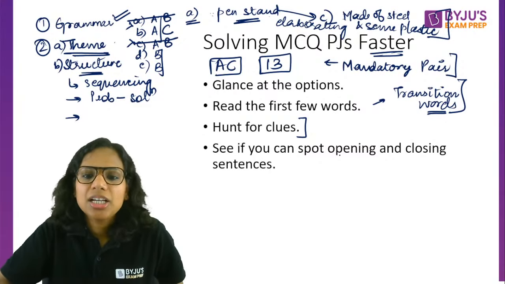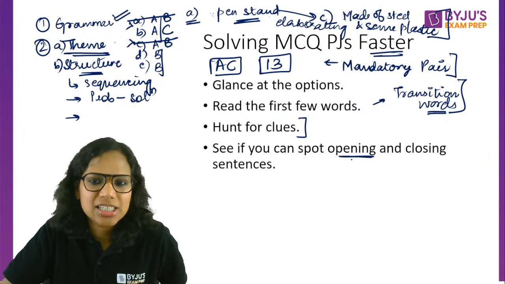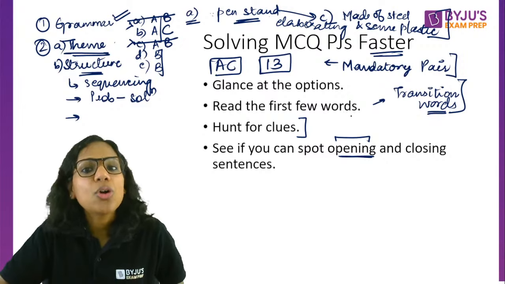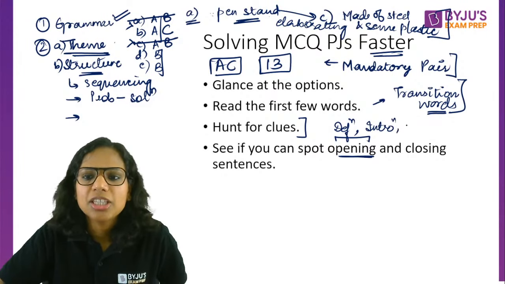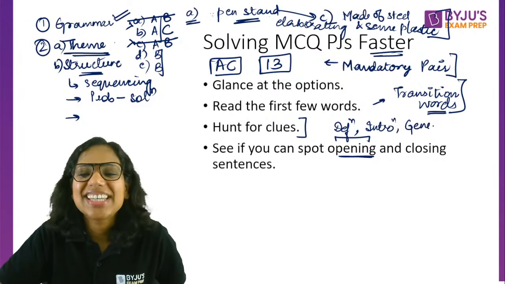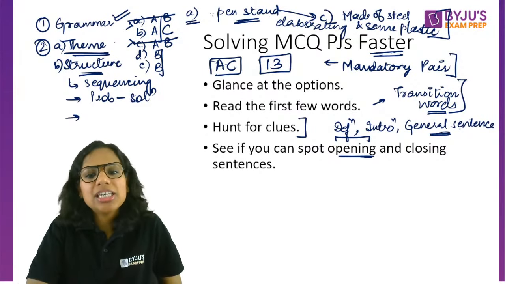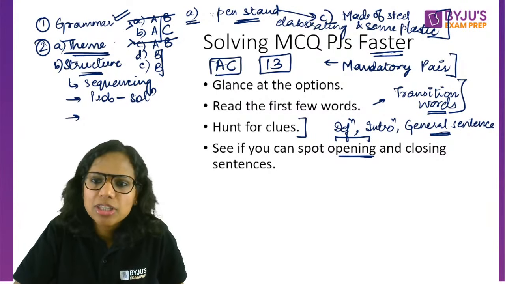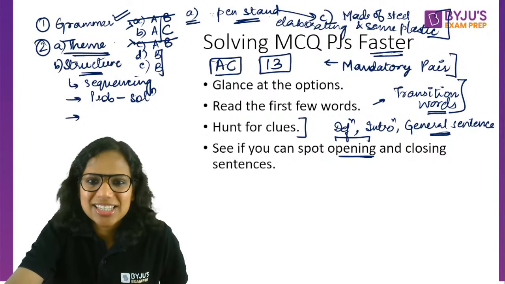See, sometimes your options might help you in spotting the opening sentence. At other times, it could be pretty obvious, let's say in the nature of a definition, an introduction, or a general sentence, wherein the other sentences are specific and talking about this general sentence only. So, in case it's obvious, see if you can spot them. If it's not obvious, don't be stubborn about finding the opening and closing sentences.